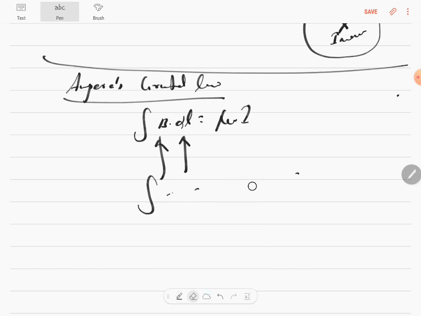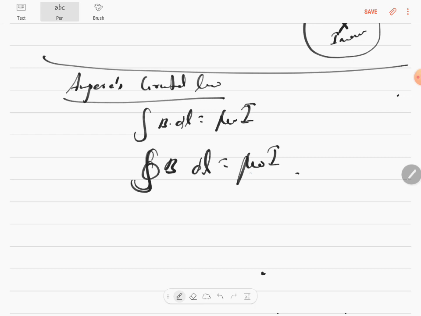And instead of permittivity, it will be permeability times the current. Okay, mu naught into I. This is the definition for Ampere's circuital law. The line integral of magnetic field over a closed loop is equal to the absolute permeability times the current flowing through the wire.